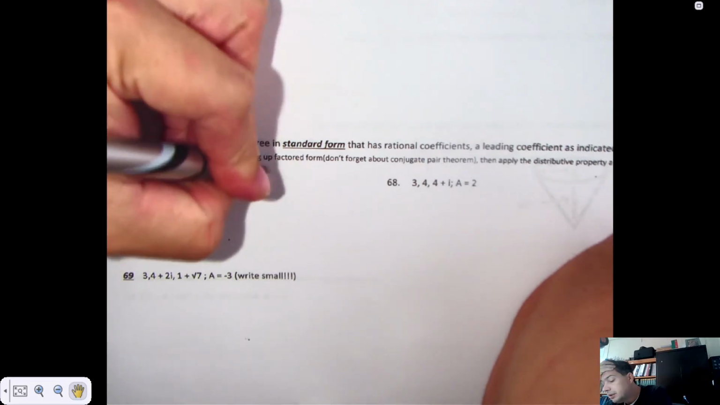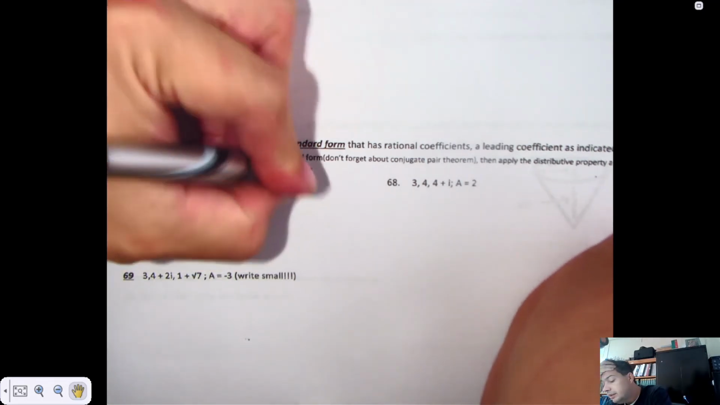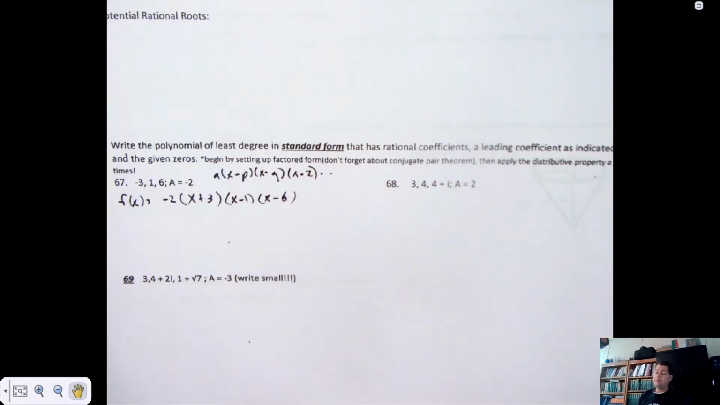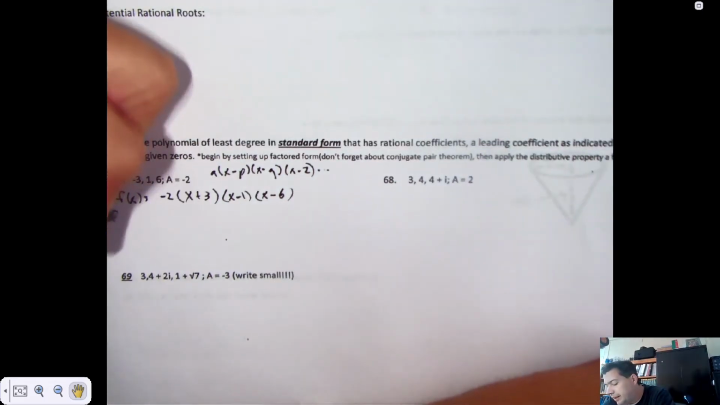So this one would be get started. F of x is, and we're using this idea of a times x minus p times x minus q times x minus z, dot, dot, dot, whatever. All right. A is -2. If I take away a -3, I get +3. If I take away 1, I'm just x minus 1. If I take away 6, I'm x minus 6. And you're going to have to FOIL a lot. Of course, you do that with pairs.